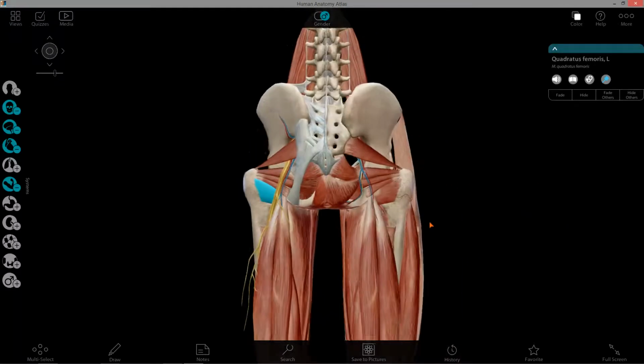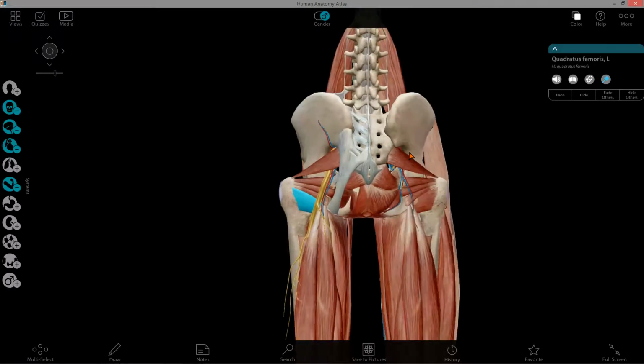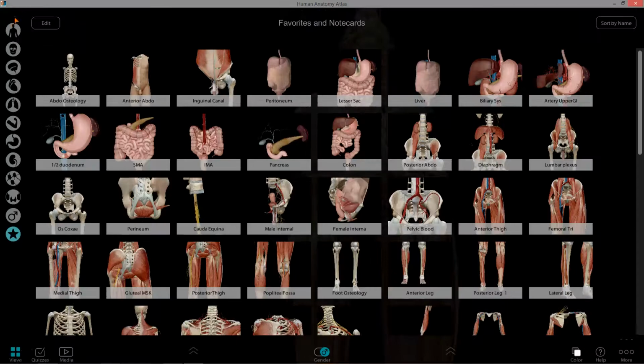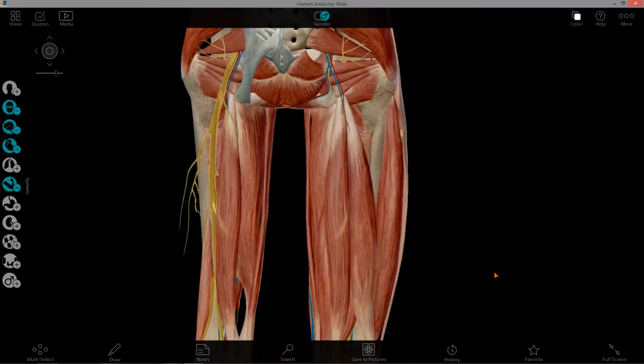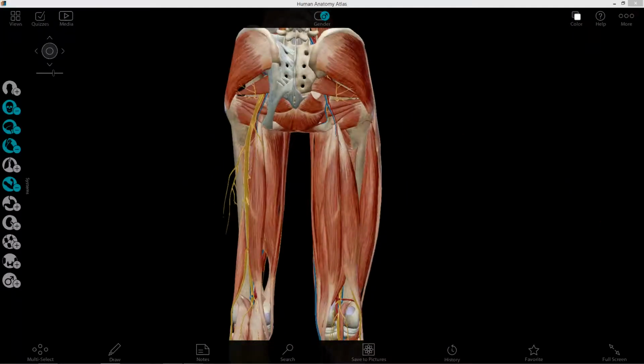Okay, so that's pretty much everything I wanted to talk about as far as muscles are concerned in the gluteal region. I'm going to open up my posterior thigh model now so that we can get on to covering that.